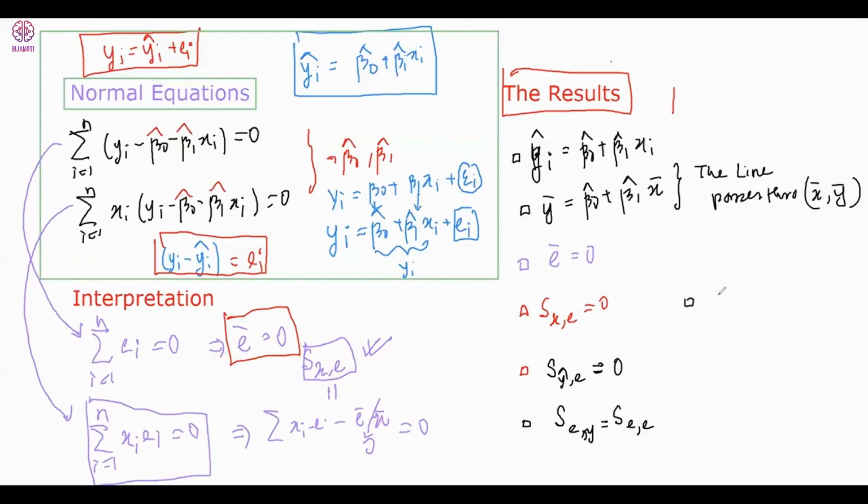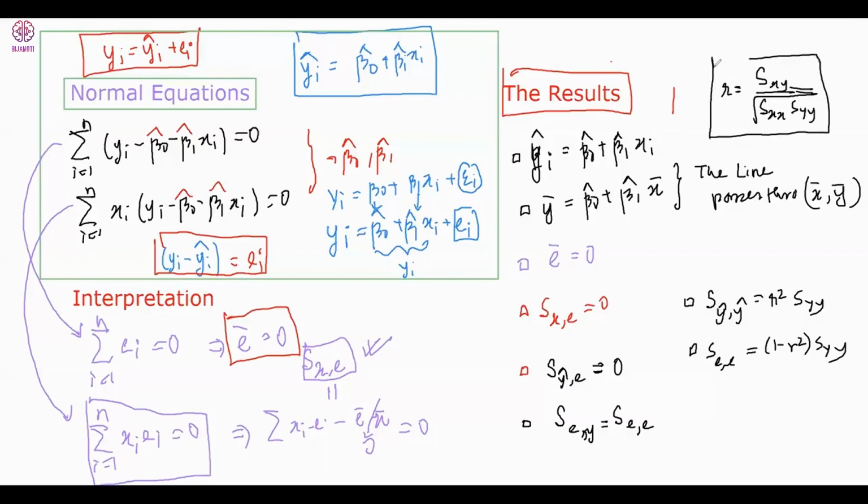We also get the following, which we will not prove here: s of y hat is equal to r square s of y, and s of e comma e is equal to 1 minus r square s of y. What is r? That's the big question. We can define r as s of xy over the root of s of xx times s of yy. I will come to why this suddenly occurs in the next video, but remember this one.